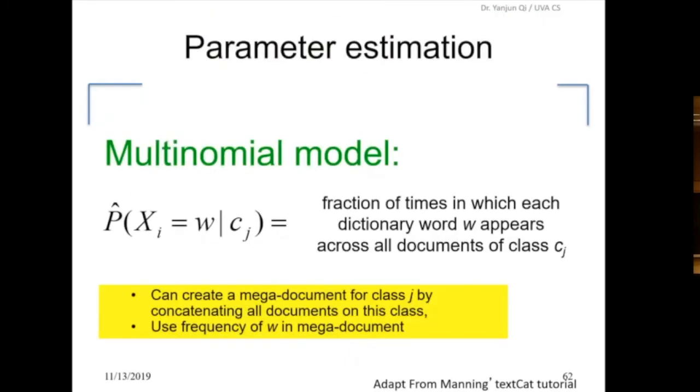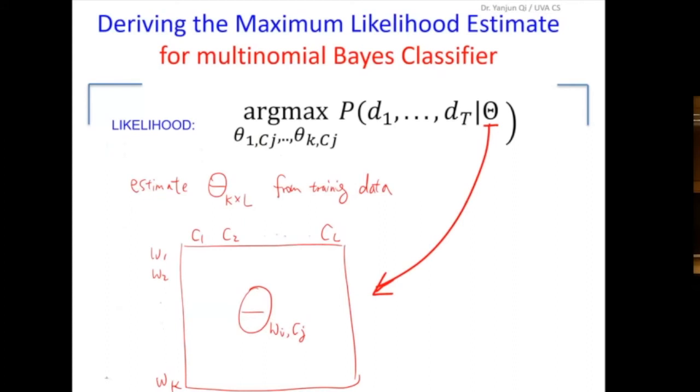And how would you do that? For each class C label, you create a mega document, and then you count how many times the word W appears in each mega document, and that's how you get P of a specific WI for a specific CJ. It's a very easy solution. It sounds very complicated from a multinomial perspective, but in fact its training and testing is truly simple.